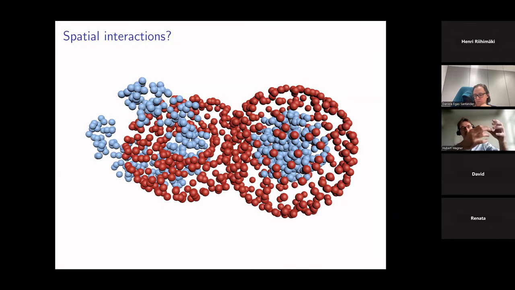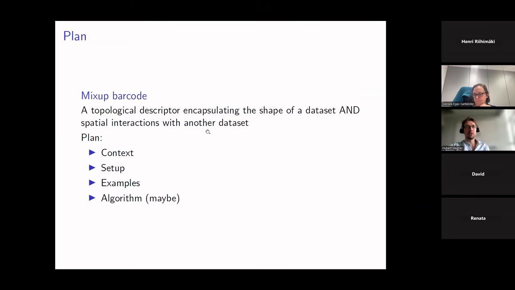I mean, if we took those two data sets and moved them apart, the two individual diagrams would be exactly the same. So my point is that we really need new tools if we are serious about analyzing this type of data. And one solution I'm proposing is what we called a mix-up barcode. It is a topological descriptor which will encapsulate both the shape of a data set, but also spatial interactions with another data set.